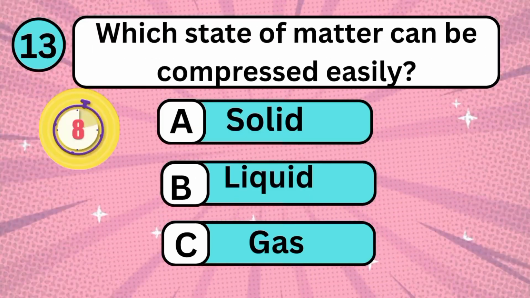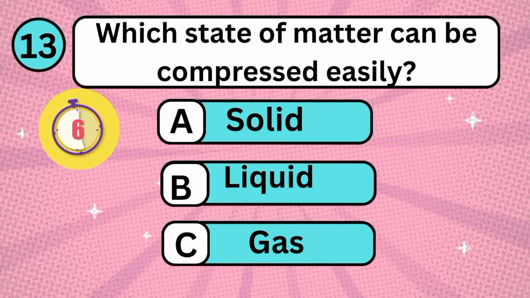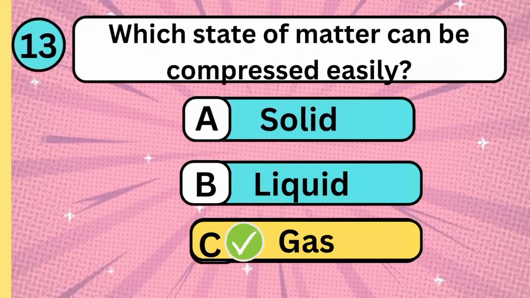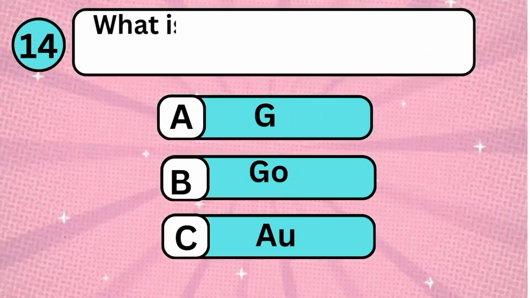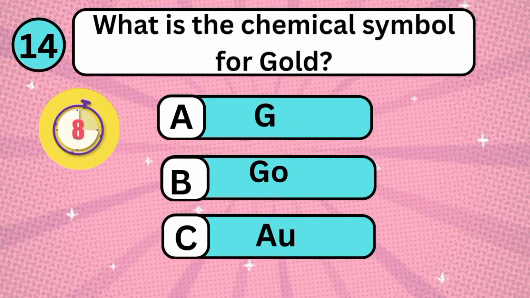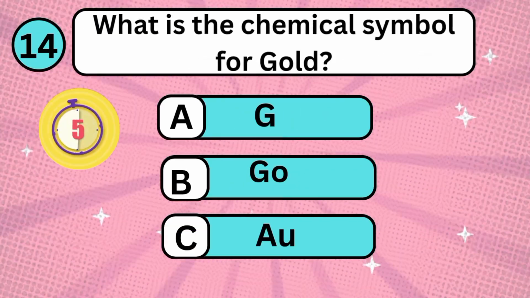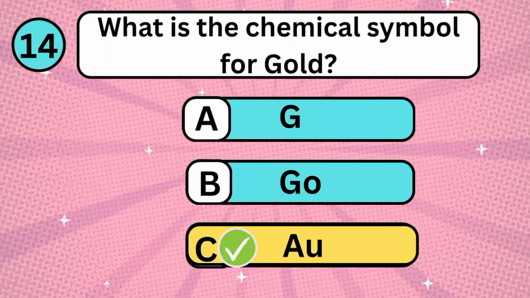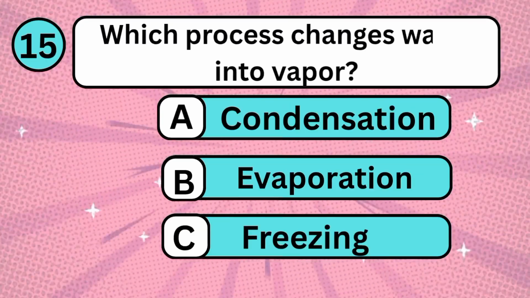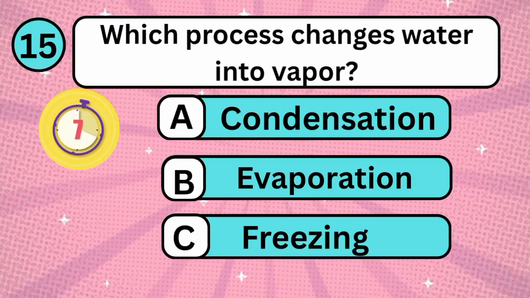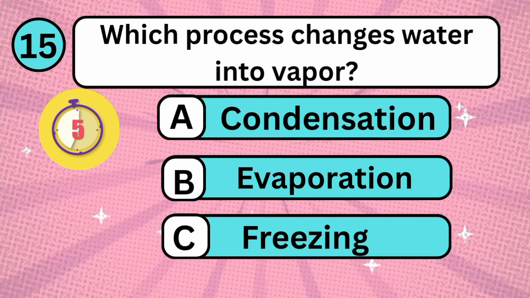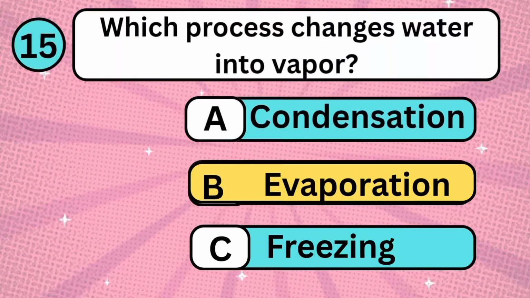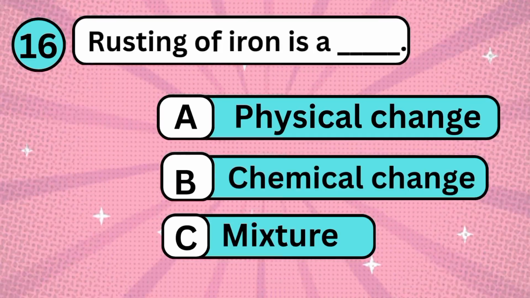Which state of matter can be compressed easily? What is the chemical symbol for gold? Which process changes water into vapor? Rusting of iron is a.